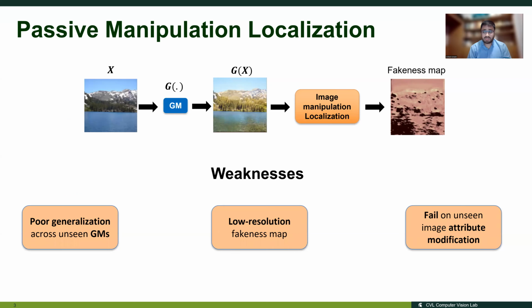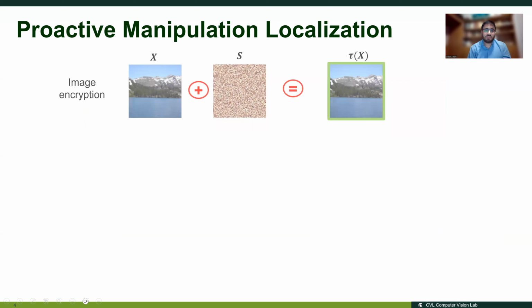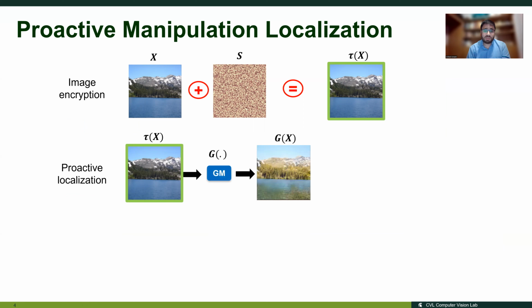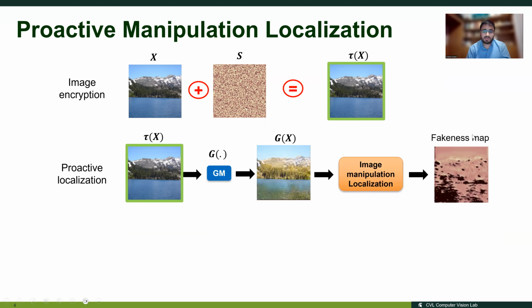So instead of just using the images as is for the manipulation localization module, we are proposing a proactive manipulation localization, where we first add a template to perform image encryption onto the real images and make the image protected. If the GAN tries to manipulate this protected image, we get a much better fakeness map that is much more generalizable to unseen generative models.